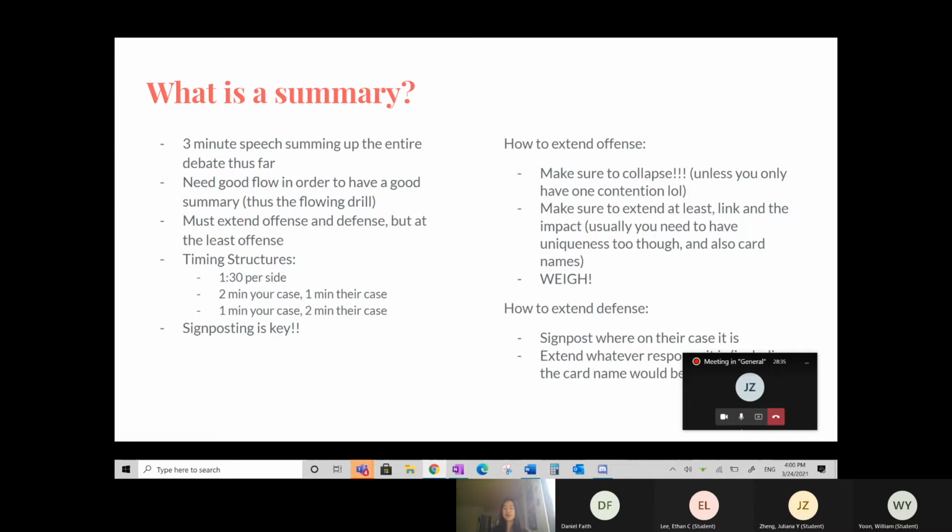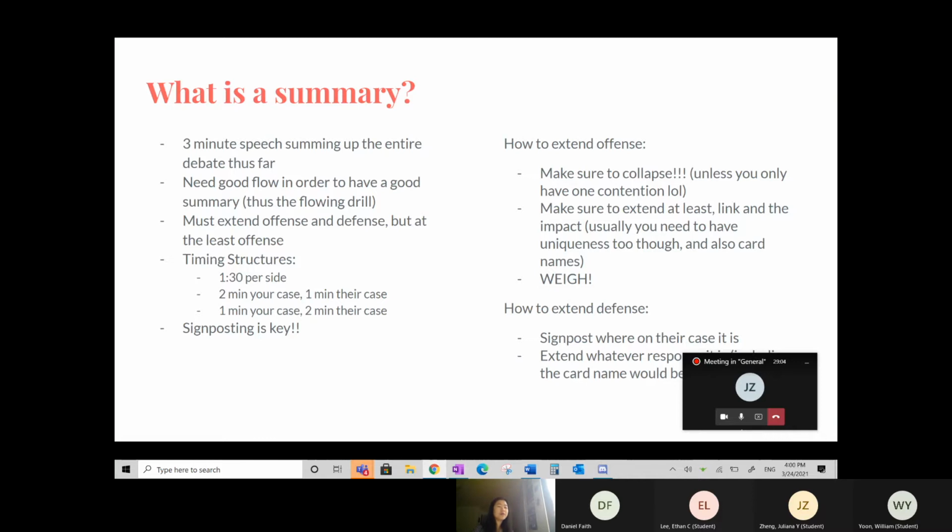If it's 3 minutes long, you might be wondering how much time should I spend on offense and how much on defense, or on my case and their case? Generally all the offense is usually generated on your case, and the defense is usually on their case. So generally you can split it 1:30 per side. You can spend 1:30 on your case, 1:30 on their case, or 2 minutes on your case and 1 minute on theirs, or 1 minute on your case and 2 minutes on theirs.